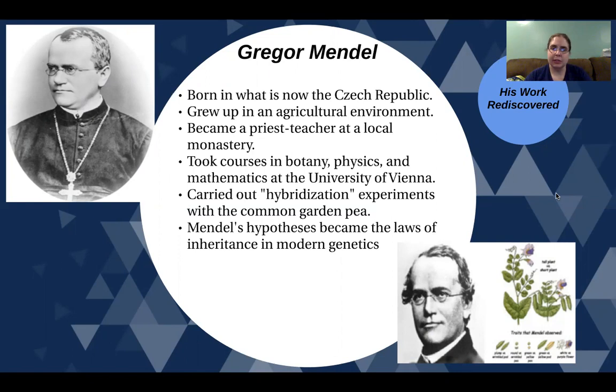But something he also noticed was the traits of some of the plants, especially the common garden pea. And what he noticed is that there were a variety of traits, and certain pea plants would always have the same traits, and other pea plants would have completely different traits. Now, these were self-fertilizing plants, which meant that the pollen of one flower would fertilize that same flower. So what he decided to do was to carry out hybridization experiments. And that's where he took the pollen from one pea plant and actually used it to fertilize a completely different pea plant. He did many trials of this.